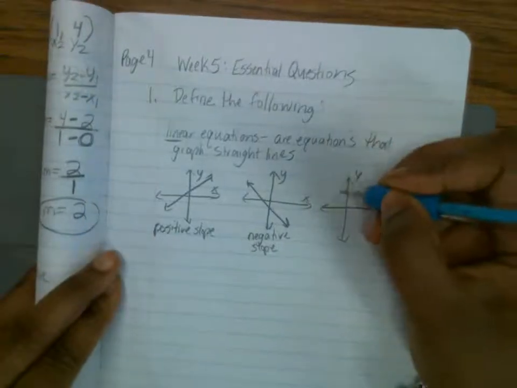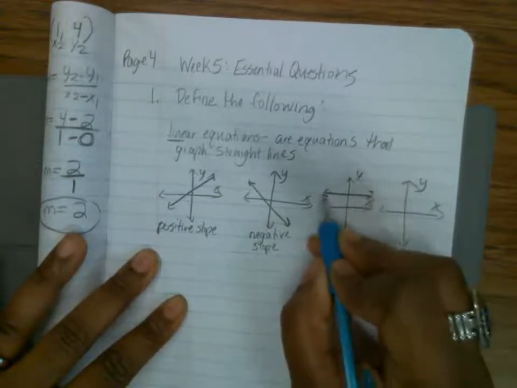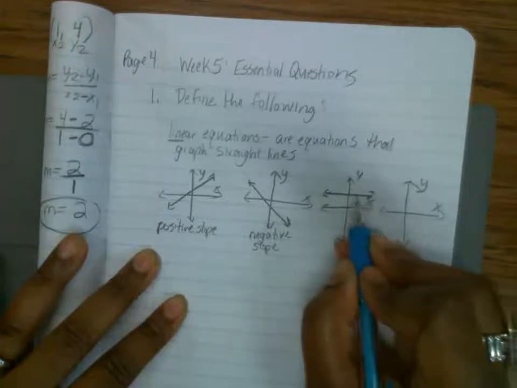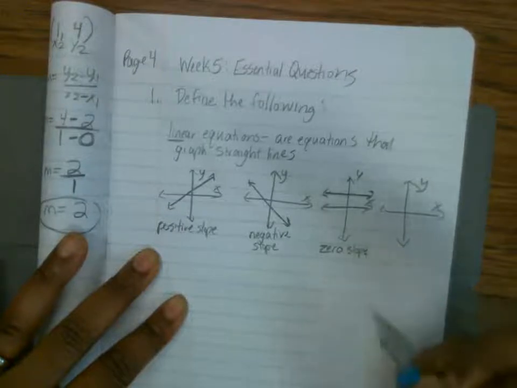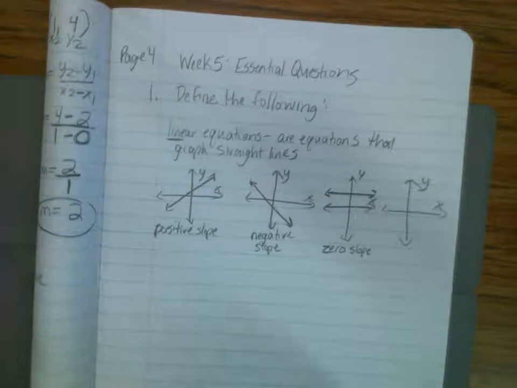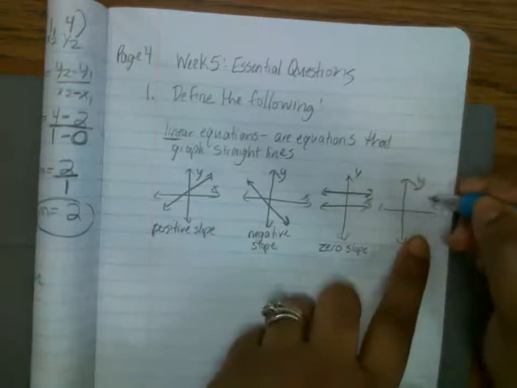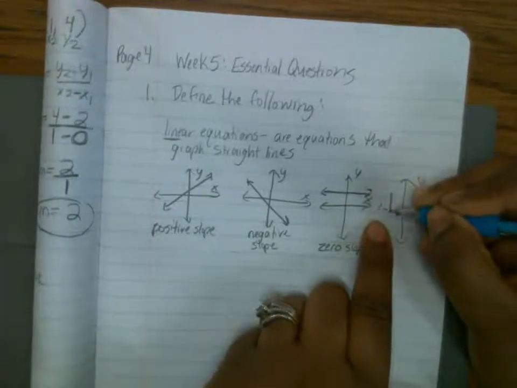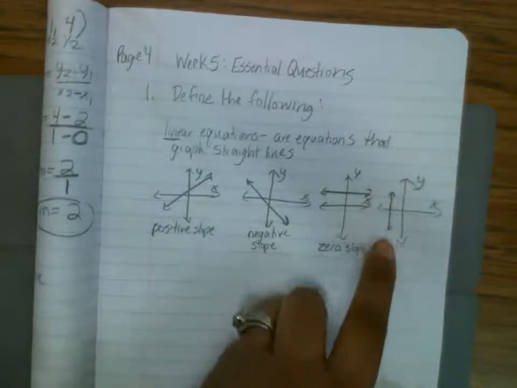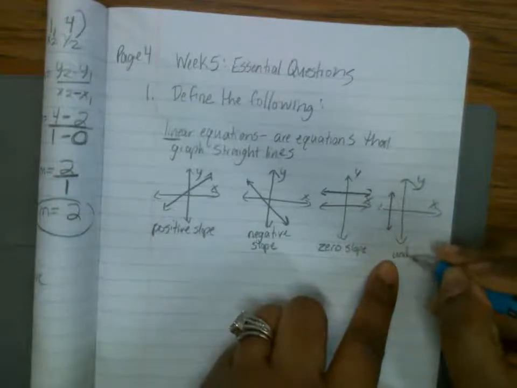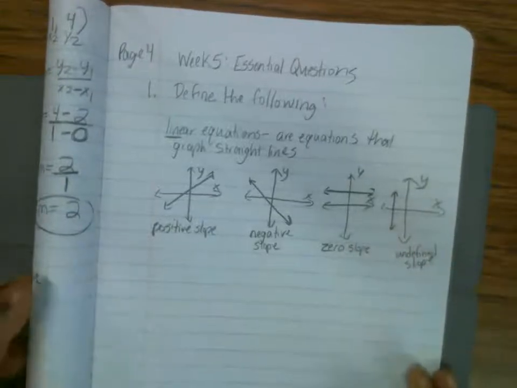You have some lines that are just flat, going from left to right. It's a flat line or horizontal line. This has zero slope. There's no steepness to it at all. And lastly, you have some lines that are vertical. They go up and down. Lines that are vertical have undefined slope.